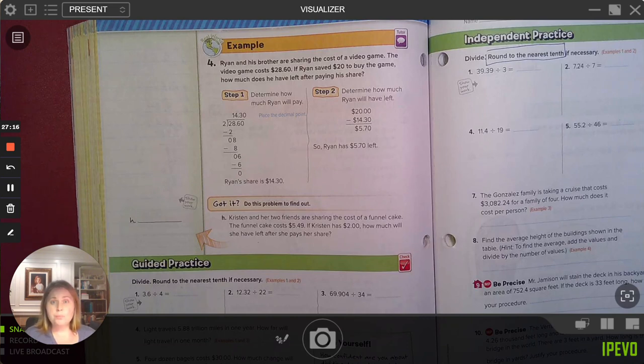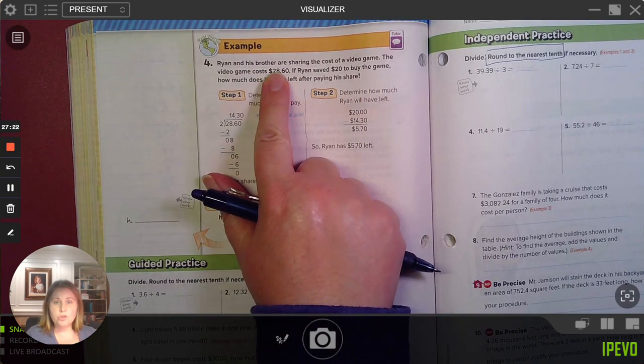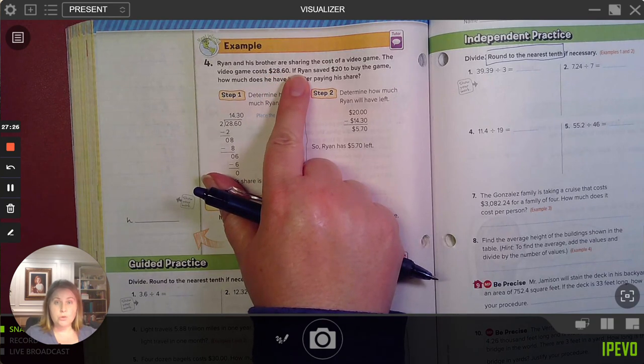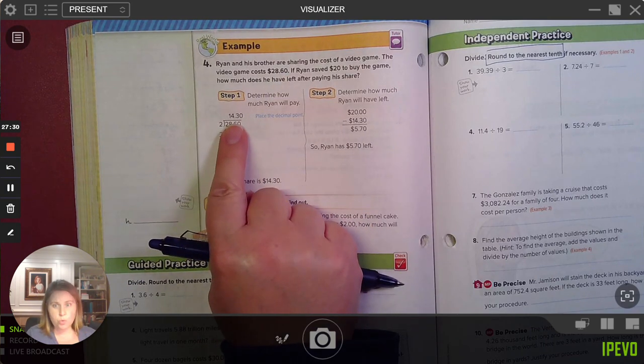Okay, so first of all, the game is $28.60. So we divide it by 2. What's half of 28? 14. What's half of 60? 30. So $14.30 per brother. Okay, so the brothers are each going to pay $14.30.